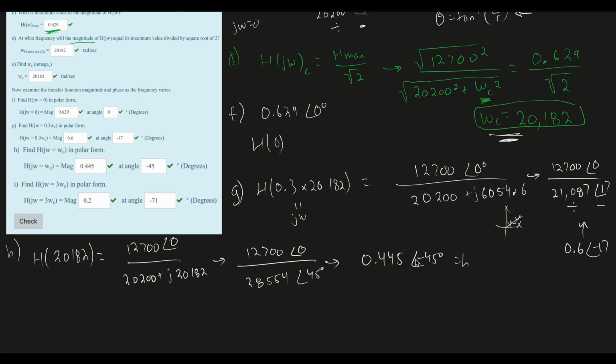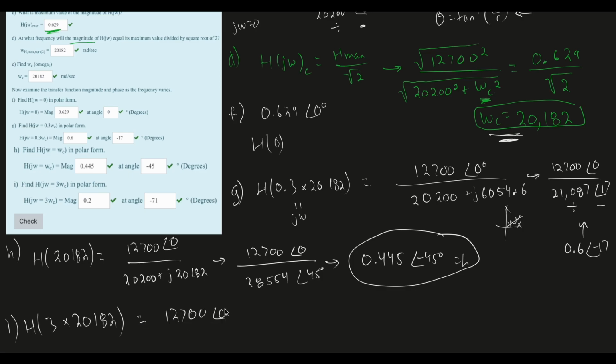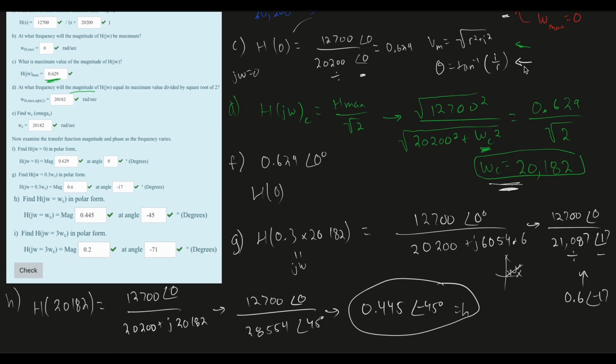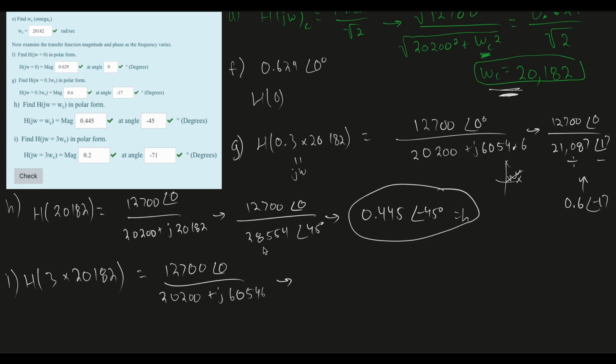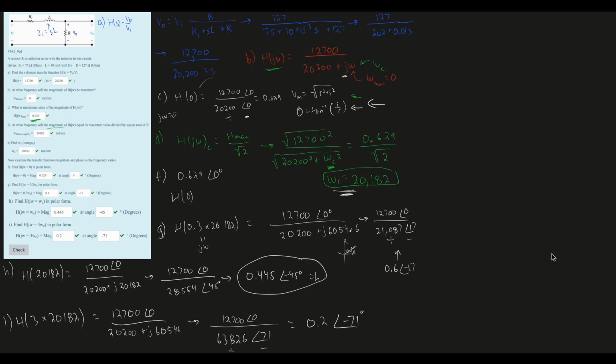Now we are going to look at part I. In part I, we have H where we have 3 times our omega c, and our omega c is 20,182. This is really repetitive, but it's important because we are testing it at different frequencies. So the top is the same, obviously, and the first part of the bottom is the same, but we're going to have plus the imaginary number at 60,546. Then if we convert this, again, using the previously mentioned rectangular to polar equations, we get 12,700 at an angle of 0 degrees over 63,826 at an angle of 71 degrees. Divide the numbers, subtract the angles, and we get 0.2 at an angle of negative 71 degrees. And that's how you would go about solving this problem or something that looks like this.